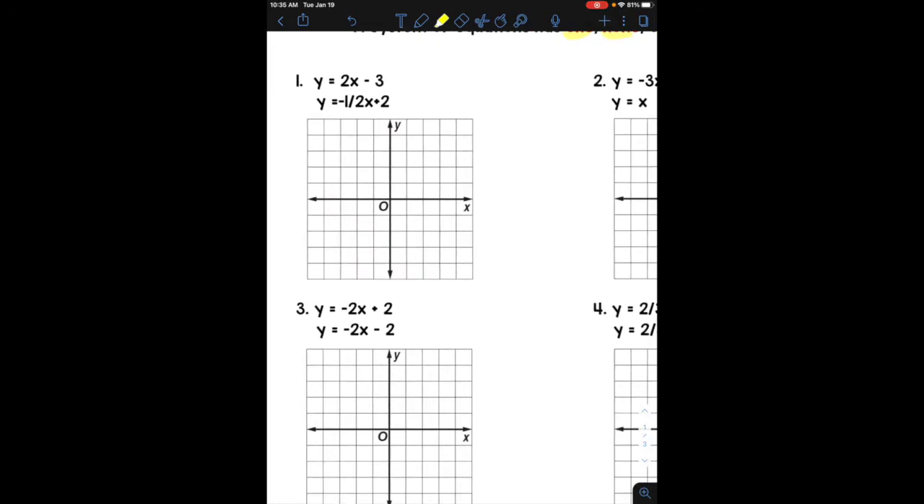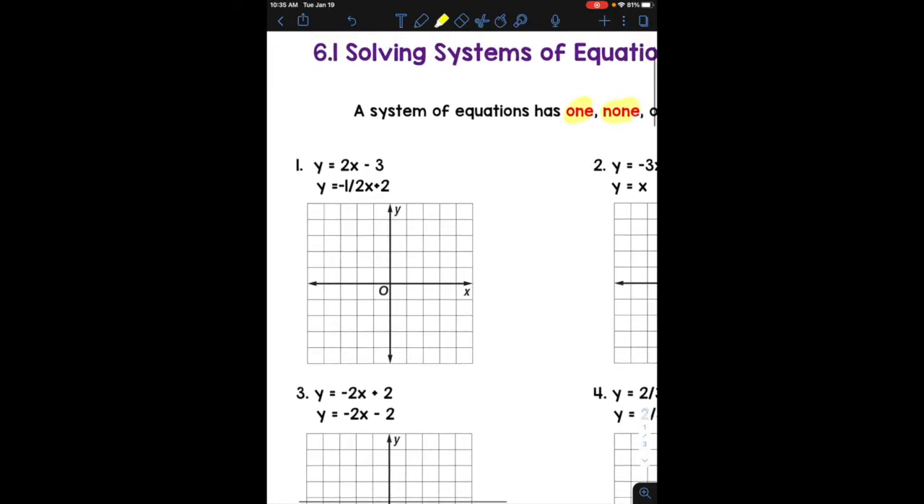Let's take a look at problem number 1, in which we have two equations in slope-intercept form. A solution to an equation is an ordered pair, an x and y value, that when you plug into the equation, you would get a true statement. The left side would equal the right side. A solution to a system of equations is an ordered pair that would be a solution to both.